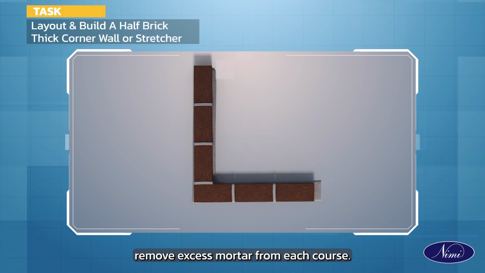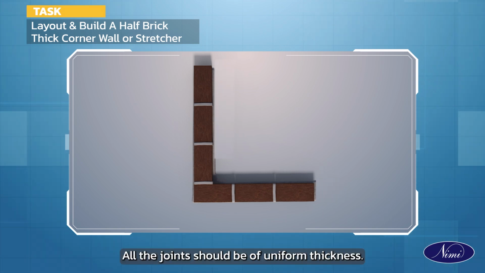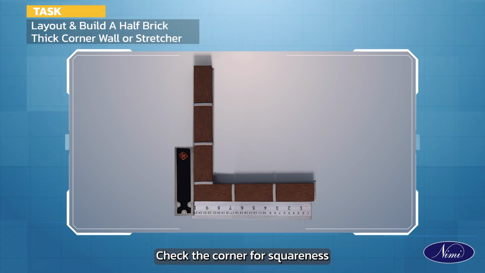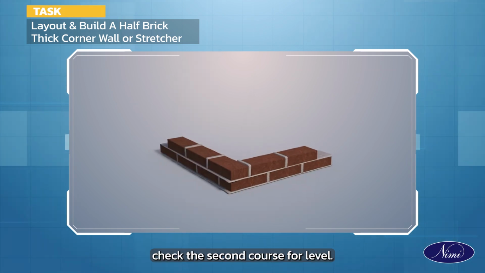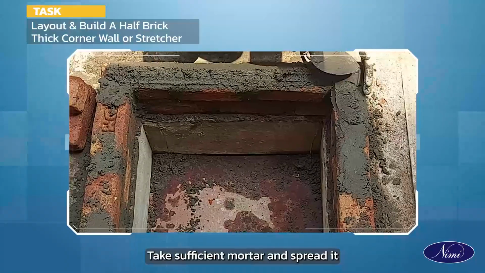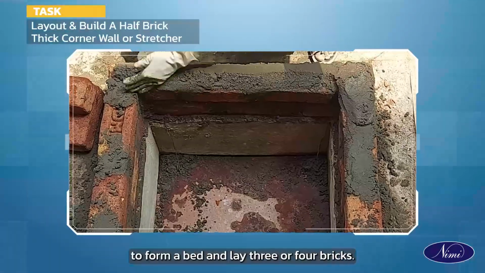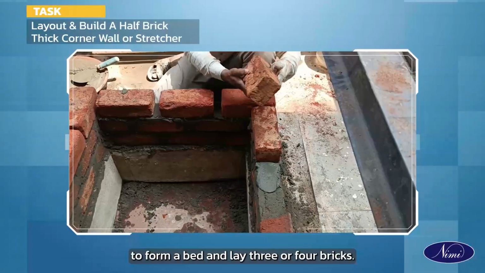Remove excess mortar from each course. All the joints should be of uniform thickness. Check the corner for squareness after laying the first course of brick. Check the second course for level. Take sufficient mortar and spread it to form a bed and lay 3 or 4 bricks.